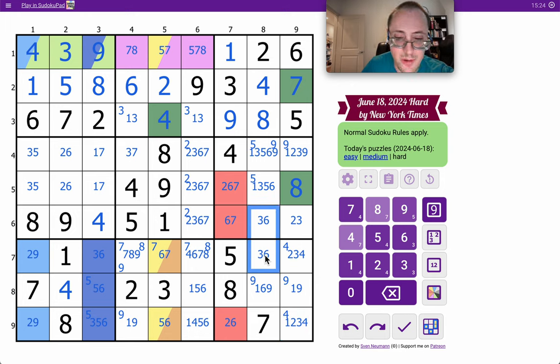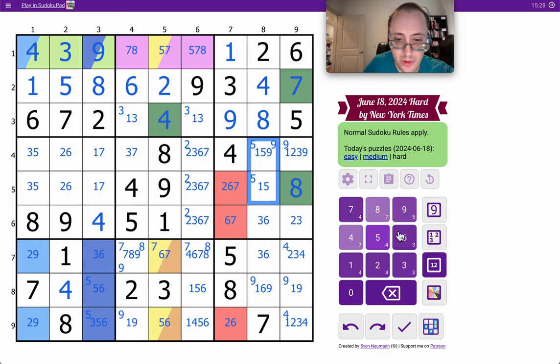I now have a 3-6 pair in column 8, so I can remove 3 and 6 from all the other cells. That gives me a 1-9 pair column 8, so that's not 1. This is the only, no. 2-6, 3-6, and 2-3-4. I don't quite have enough to disambiguate.